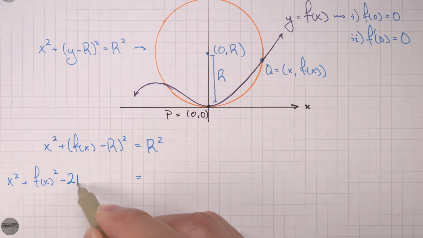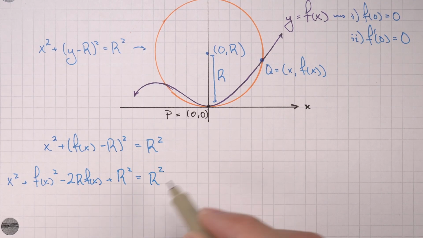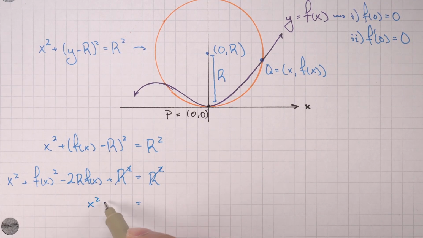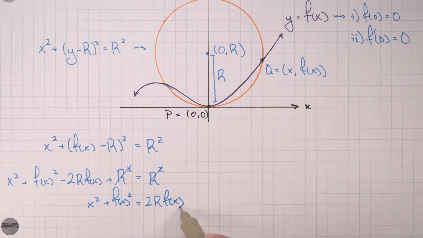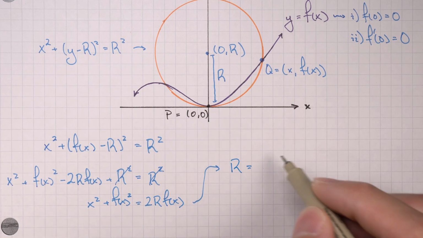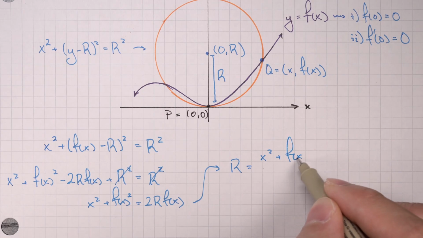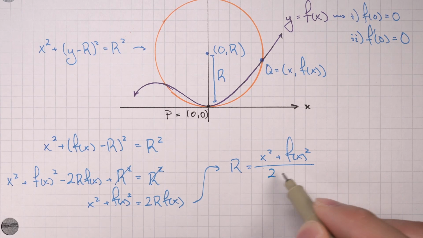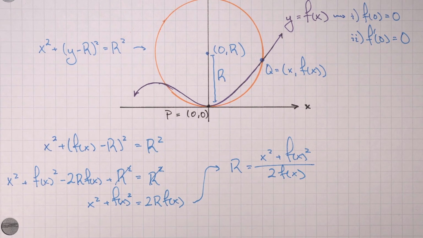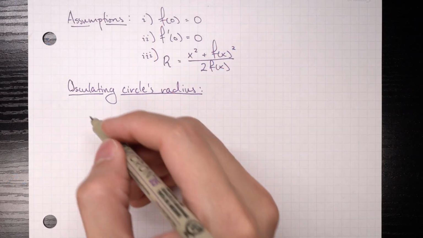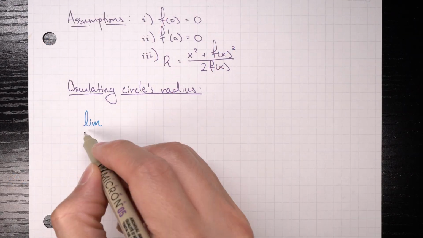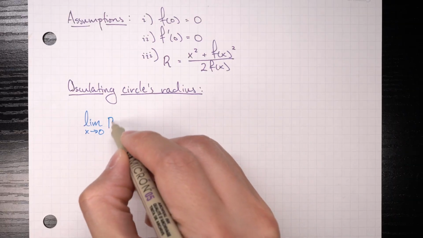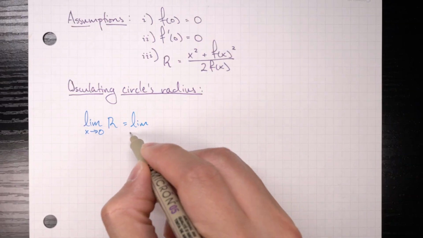And a bit of algebra shows that r is equal to x squared plus f of x squared, all divided by 2 times f of x. At this point, I also realized that I forgot some absolute value bars, in particular around this f of x in the denominator. But let's see if we can compute the radius of the osculating circle. That's the limit of r as x goes to 0.